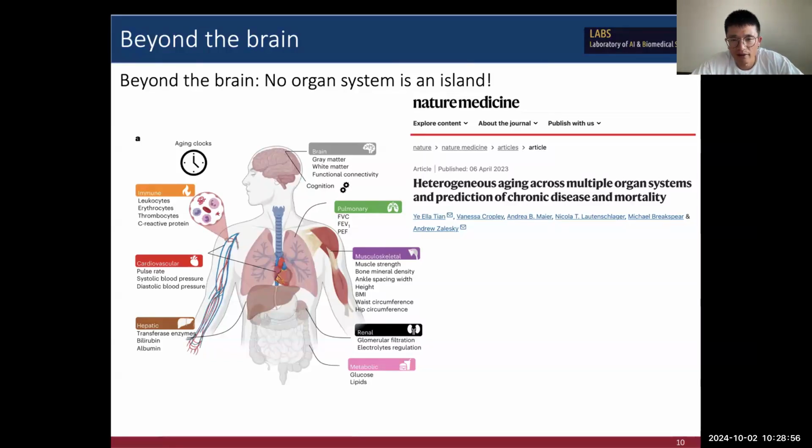And at that time, I think our collaborators from the University of Melbourne, Dr. Ye Alatian and Dr. Andrew Zaleski, published this paper in Nature Medicine, deriving the biological age gap from 9 different organs and linking them to lifestyle factors and clinical variables. But here they didn't look at genetics, and we quickly connected with each other and established this collaboration to look at the genetic architecture of the BAGs of the non-brain, non-human organ systems.